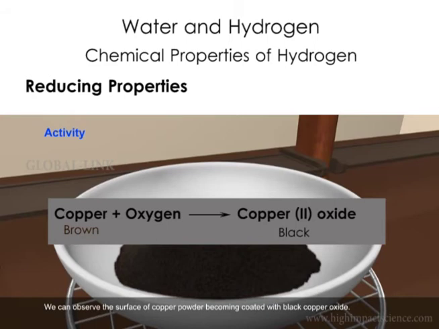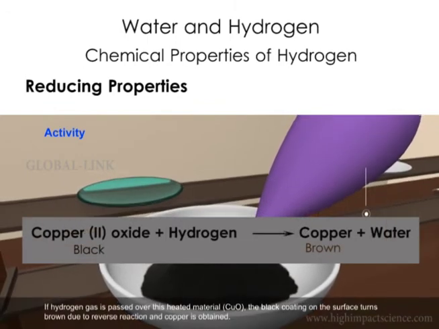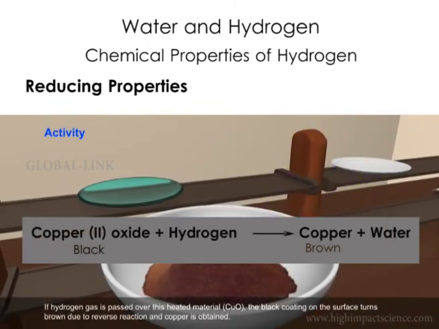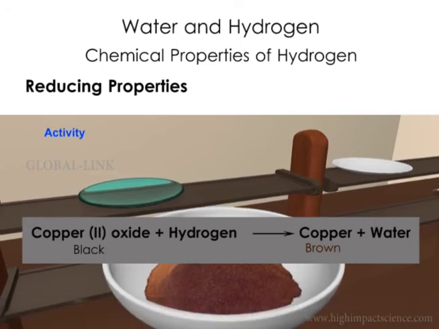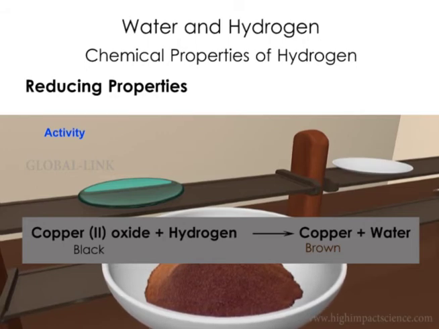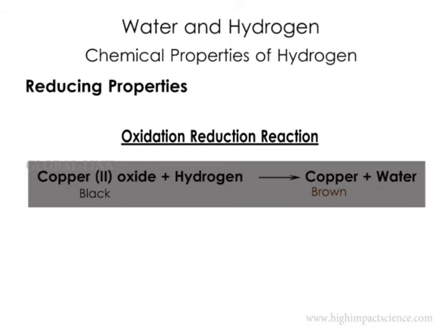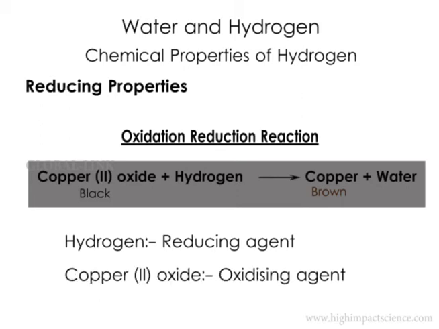If hydrogen gas is passed over the hot copper(II) oxide, the powder turns brown due to formation of copper. Hydrogen displaces copper from its oxide. This is called reduction. In the process, hydrogen itself is oxidized to water. Because both oxidation of hydrogen and reduction of copper(II) oxide occur simultaneously, this is called an oxidation-reduction reaction. So hydrogen is a reducing agent, while copper(II) oxide is the oxidizing agent in this case.